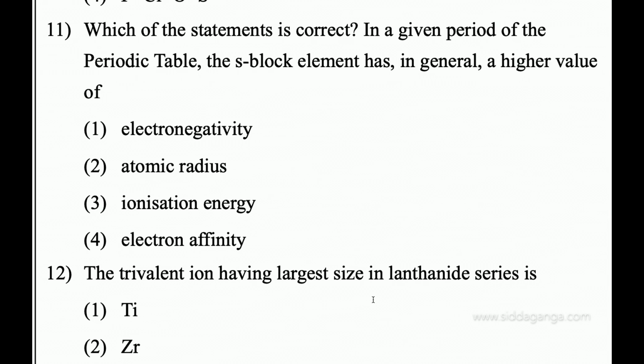Question number 11. Which of the statement is correct in a given period of the periodic table? The S block elements as in general, the higher value is electronegativity, ionization energy, electron affinity. 1, 3, 4. Which of the statement is correct statement? Electronegativity in a given period ಅಂದ್ರೆ total 7 periods ಇದೆ. ಅದರಲ್ಲಿ ಯಾವುದು ಸೇಮ್ ವ್ಯಾಲ್ಯೂಸ್ ಇರುತ್ತೆ, ಯಾವುದು ಡಿಫರೆಂಟ್ ಇರುತ್ತೆ ಅಂದ್ರೆ ಓನ್ಲಿ ಅಟಾಮಿಕ್ ರೇಡಿಯಸ್ ಇನ್ ಪೀರಿಯಡ್ ಡಿಕ್ರೀಸಸ್.